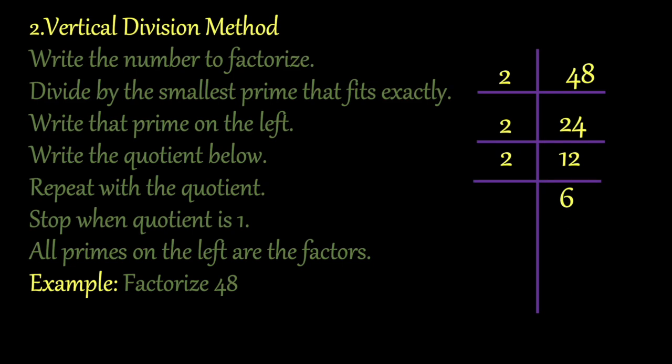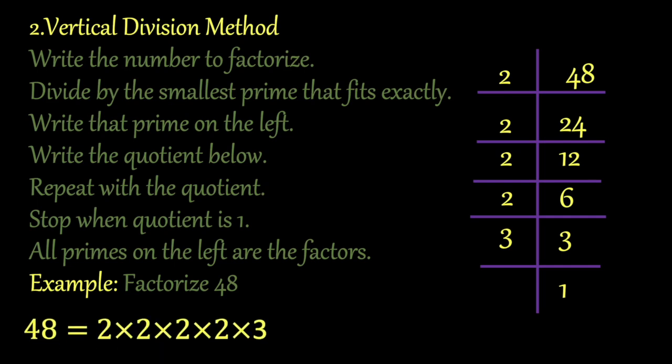We have to continue dividing until the last number comes to 1. Here 6 can again be divided by 2, and the result is 3. Again, 3 is a prime number and can be divided by 3, and then the result will be 1. Therefore, the numbers appearing on the left side, 2, 2, 2, 2 and 3, are the prime factors of 48. This is the prime factorization by the vertical division method.